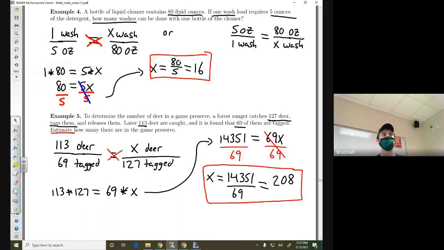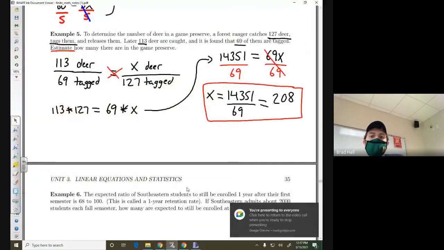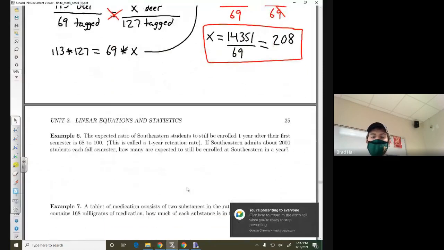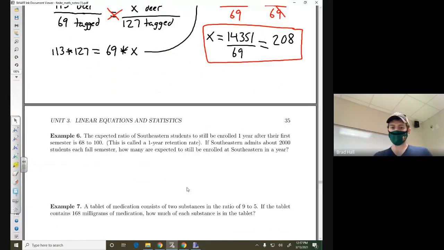But regardless, we have 208. Does anyone have any questions before we look at maybe a little bit trickier one? Okay. Let's look at example 6. So I wanted to throw in a problem that might be a little bit more relevant. Southeastern has a bunch of published surveys on their website. I use them a lot for my statistics class. They're pretty interesting. And the most exciting thing to look at are retention rates, which is basically after a certain number of years, how many students stick around? Do they? Do they not?